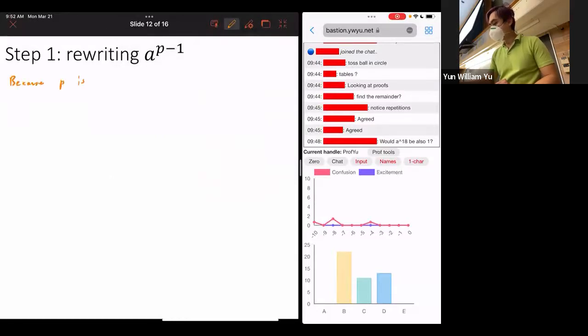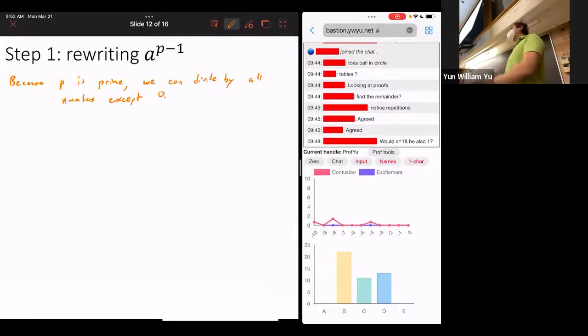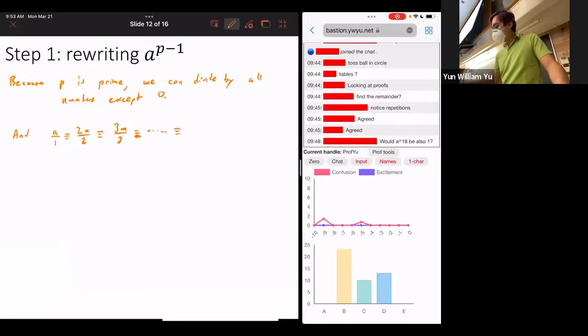So, let's start. Because p is prime, we can divide by all numbers except 0. This is one of the nice things about working in a prime modulus: you can do division. You still can't divide by 0, but you can divide by anything else. We know that a divided by 1 is just a. That's also equal to 2a divided by 2, which is also a. And that's the same as 3a divided by 3, and so on, all the way to p minus 1 times a over p minus 1.